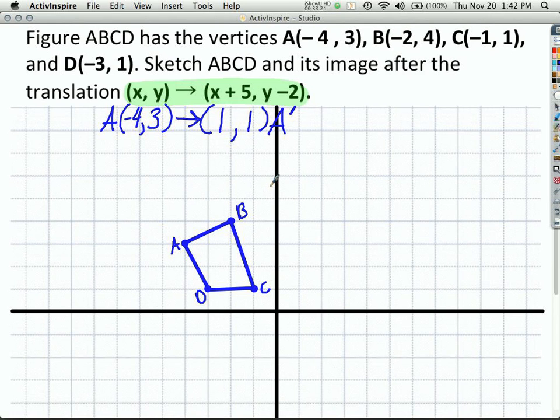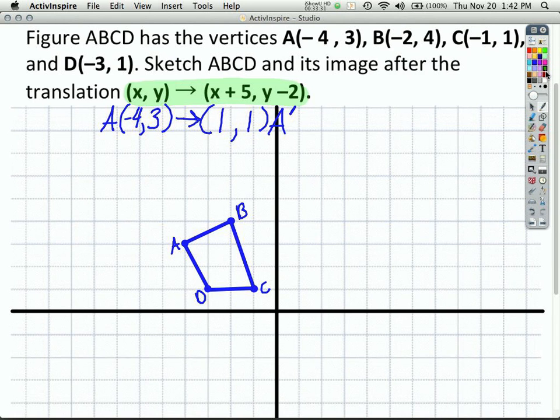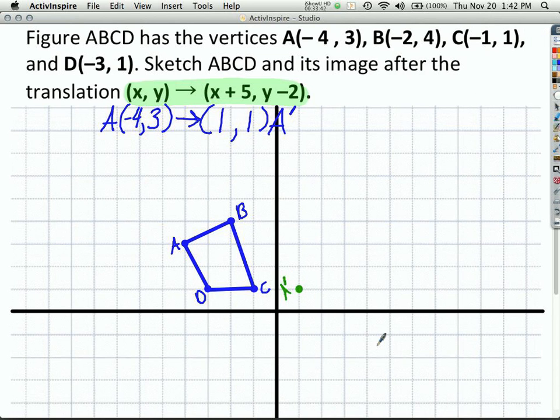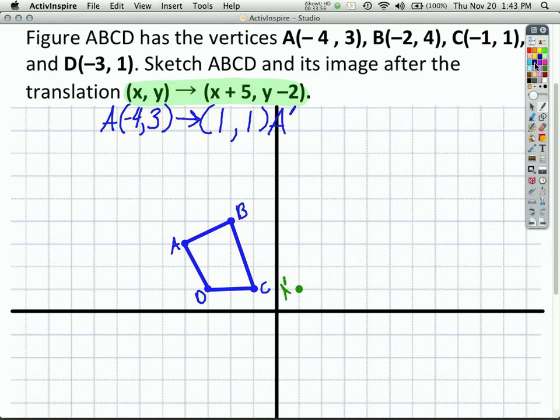So we've now translated this to this. So I'm going to plot this first one just so we can see what's going on. So now 1, 1 is right there, and that is A prime. So this, using this rule, ended up over there. Does anyone have any questions on how we did that? So now we're going to do that with all the points. Point B, C, and D.